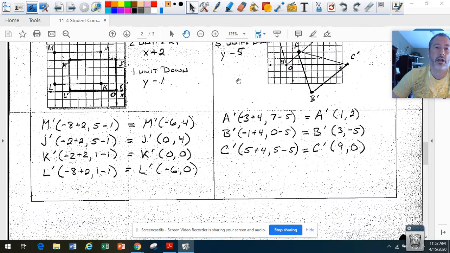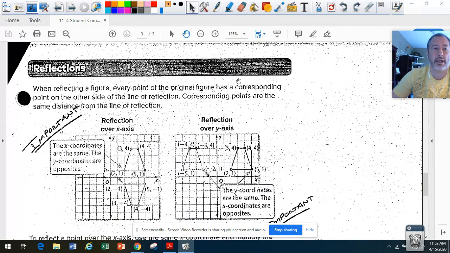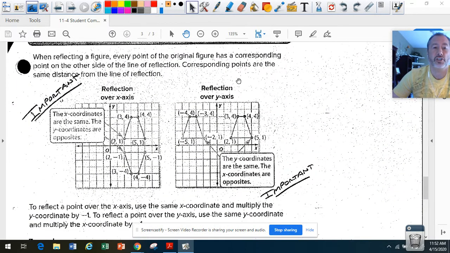Now let's look at a couple of things dealing with reflections. This is important to understand here. Our reflections are still congruent, but the orientation is different. So let's talk about the reflection. It says, when reflecting a figure, every point of the original figure has a corresponding point on the other side of the line of reflection. Depending on where our line of reflection is, whether it's the x-axis or the y-axis, there's a corresponding point that goes with the original point. Corresponding points are the same distance from the line of reflection.